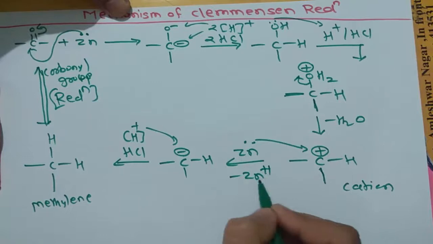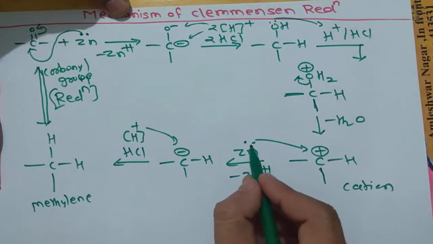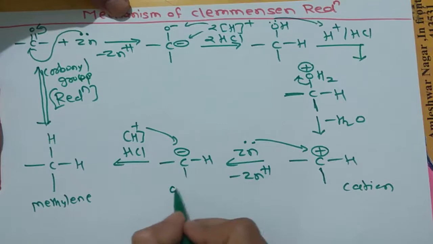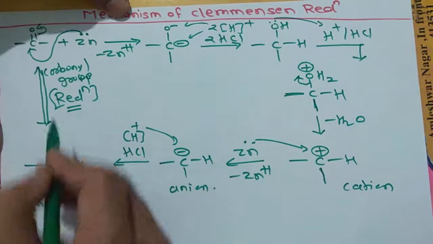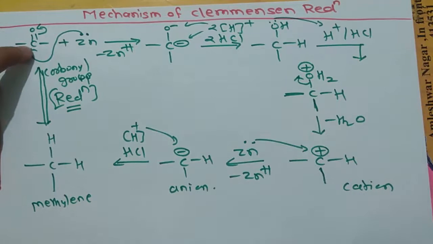This cation again regains a pair of electrons from the zinc metal. Zinc donates a pair of electrons and is converted into zinc dipositive ions, and the anion is formed. This anion is protonated by the concentrated HCl molecules, and there is a formation of the methylene group. That is how the reduction takes place. Means in the Clemmensen reaction, only the reduction of the carbonyl group of aldehydes and ketones into methylene groups takes place. Keep in mind.